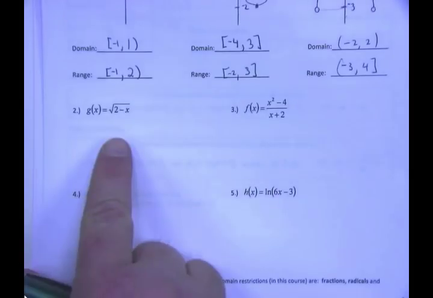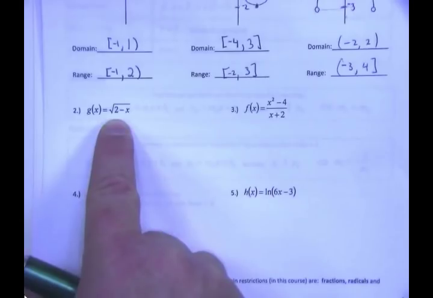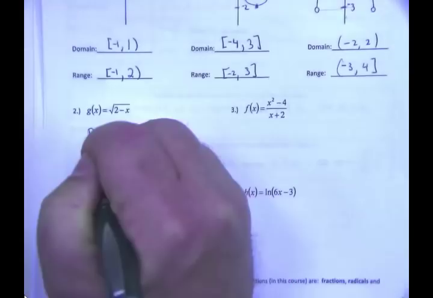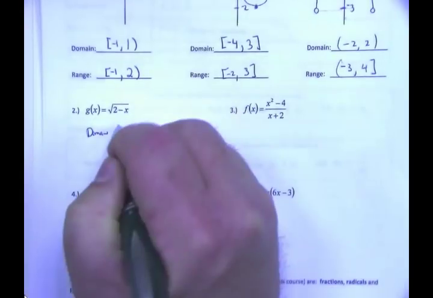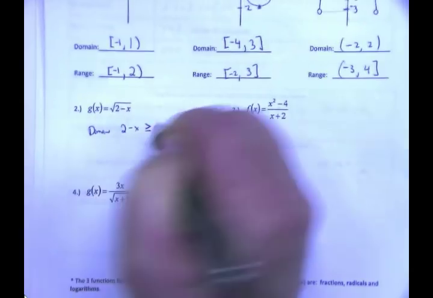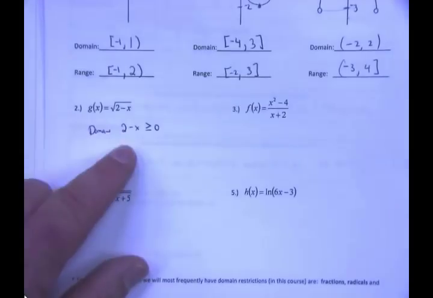So you see this guy right here? I've got here the square root of 2 minus x. What's the domain of this guy? Figure out the domain. What you should do is take 2 minus x and make it greater than or equal to 0, because you can't take the square root of a negative number. But you can take the square root of 0 or positive. So you force whatever you're taking the square root of to be greater than or equal to 0.